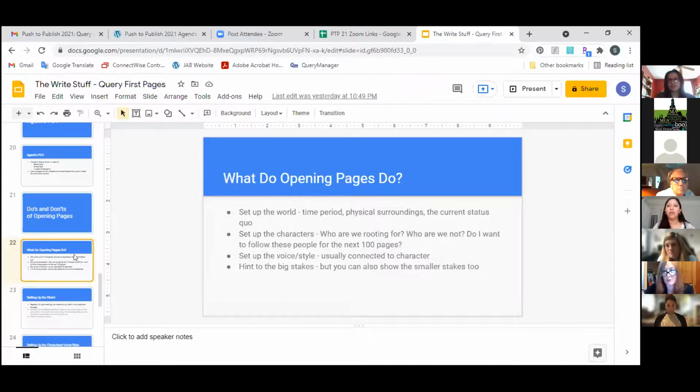Who is the person we're going to be rooting for? Who are we not? Because you have to want your reader to follow these people for the next 100 or so pages. Similarly, you want to be setting up your voice and style. This is usually connected to the character, because your character is the one who demonstrates your voice, your style.